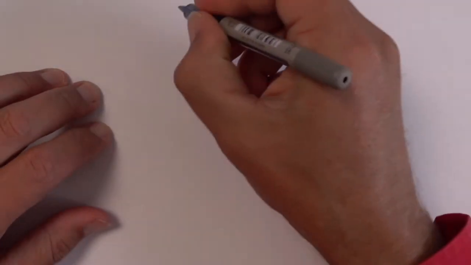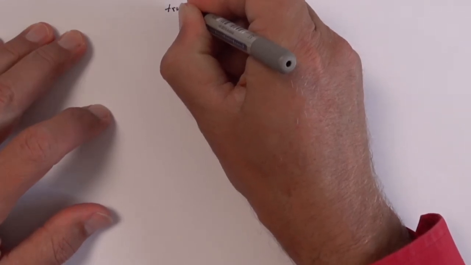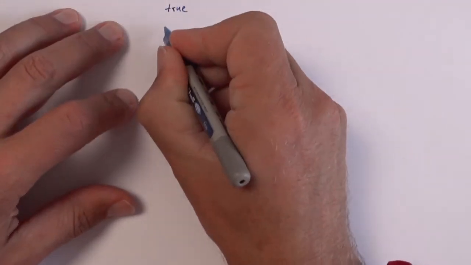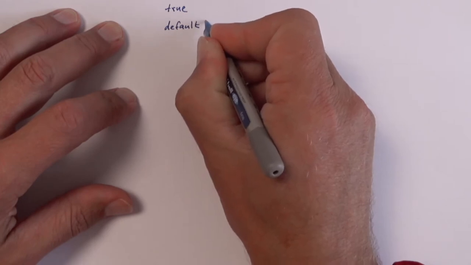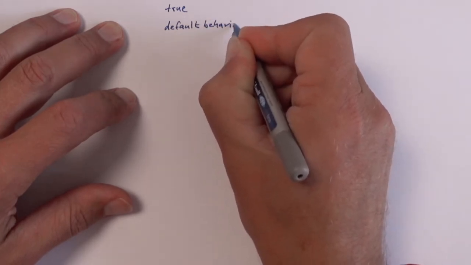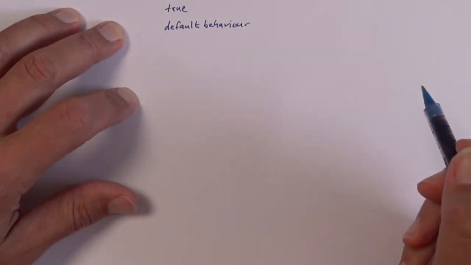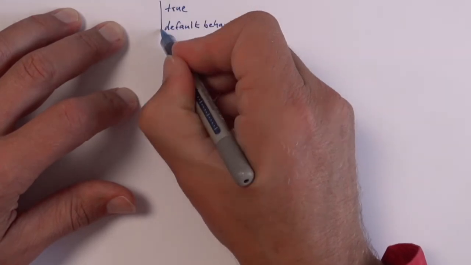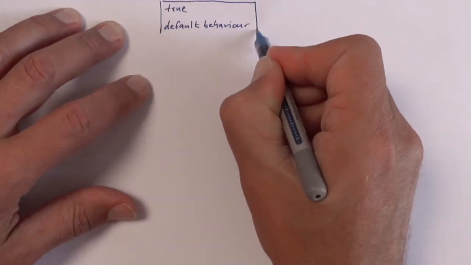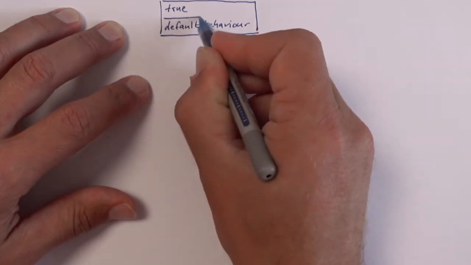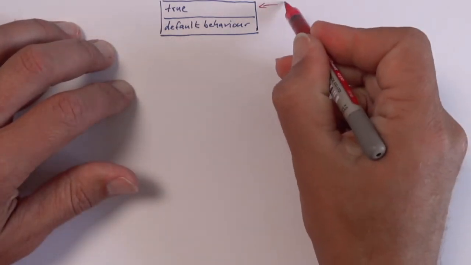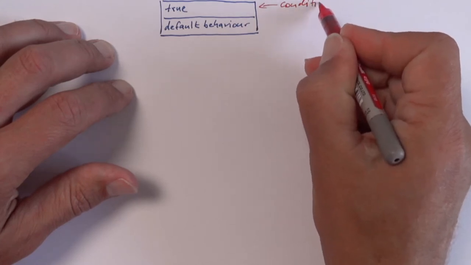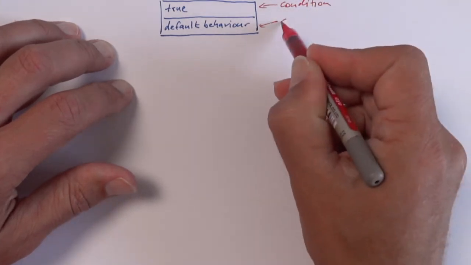So every ripple down rule tree has a top level node with the condition true and the default behavior, the default behavior as it is specified in the YAWL specification. And we call this the condition, and this the conclusion.